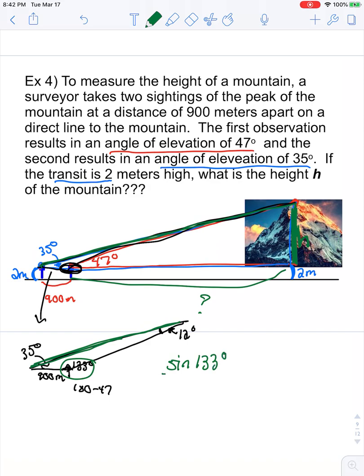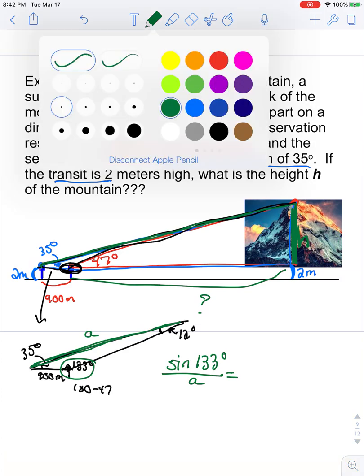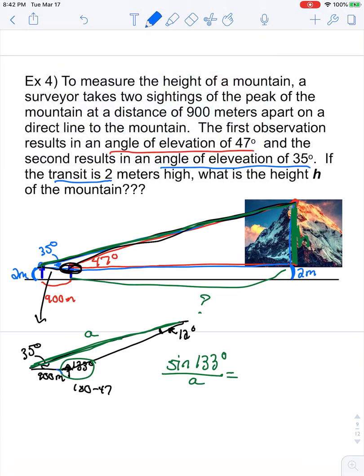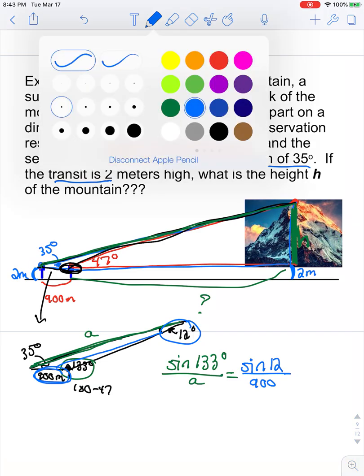So we'll start by saying the sine of that 133 degrees over, let's call it, I don't want to call it H, let's call it A, over side A, equals. Then you need to find the other set of information that you know. I know this side, and the angle across from it is 12 degrees. So I'll say equals the sine of 12 over 900. Solving this proportion will allow me to find that missing A value.